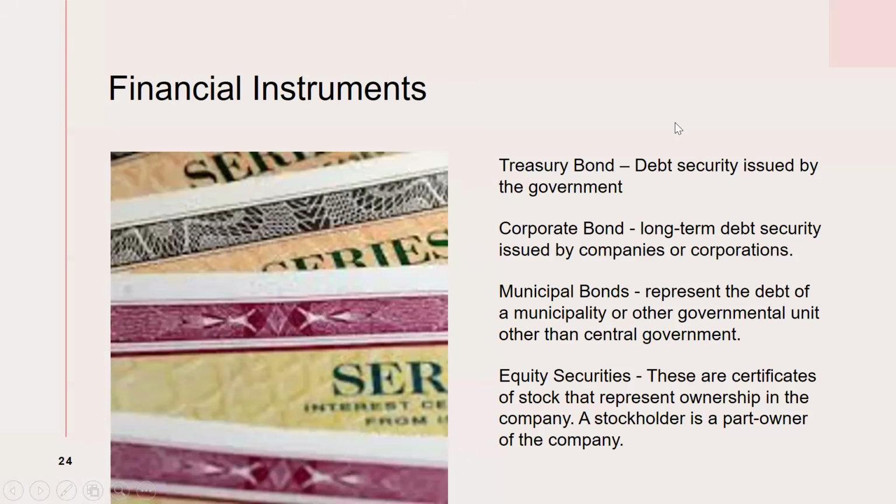So treasury bonds, corporate bonds, municipal bonds, those are all debt securities. When you take a treasury bond, you're basically lending money to the government and you have to pay it back with interest. If you do a corporate bond, you're basically lending money to a company and you have to pay it back with interest. When you're doing a municipal bond, you're basically lending money to a governmental unit and they have to pay it back with interest.